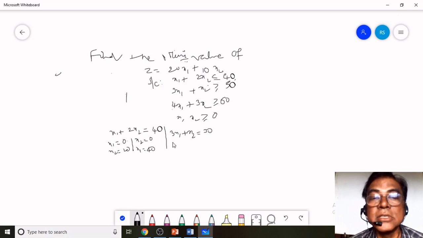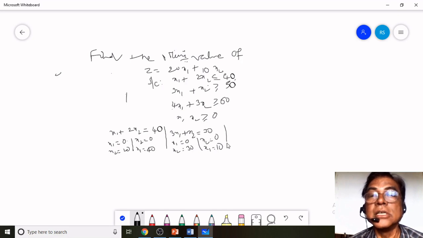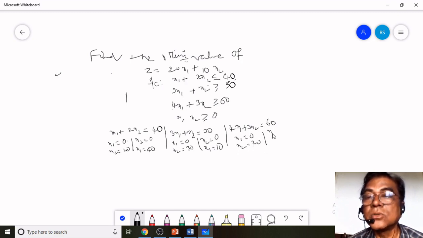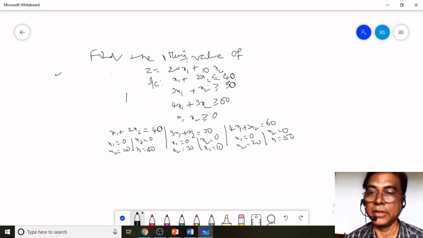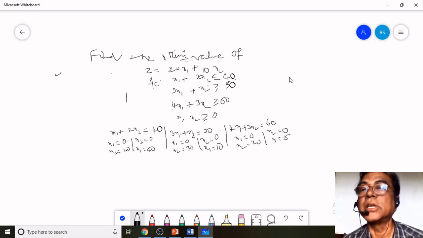Now take x1 equal to 0, so x2 is equal to 30. Go to the point x2 equal to 0, now x1 is equal to 10. Go to the third equation: 4x1 plus 3x2 equal to 60. Let x1 be 0, now x2 is equal to 20. Suppose x2 is equal to 0, x1 is equal to 15. Over. Now take the graph sheet and see how to calculate the values.